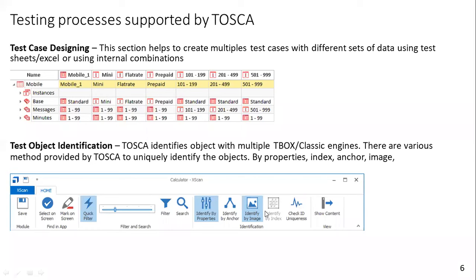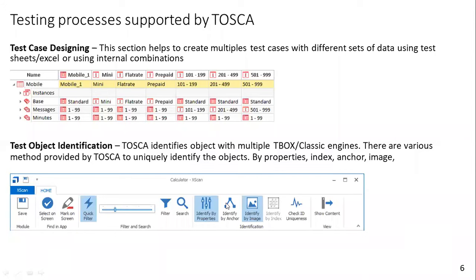If you go to QTP, the only thing you will get is identify by properties. If it is not identifying, then you have to use descriptive programming. In Selenium, you have to use concepts like parent and sibling. Similar concepts are identify by anchor, identify by image, and indexing, which are other methods by which TOSCA identifies test objects very easily.